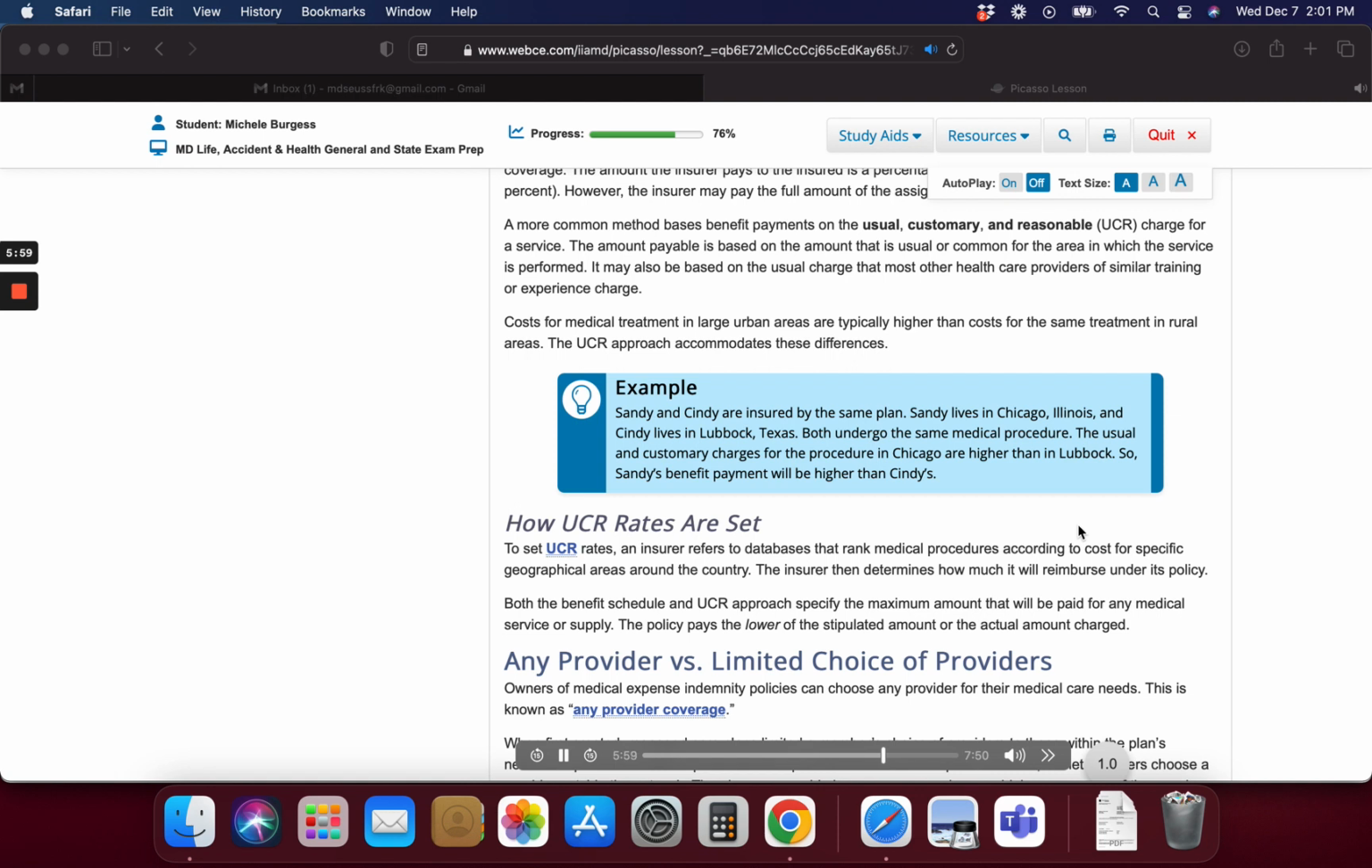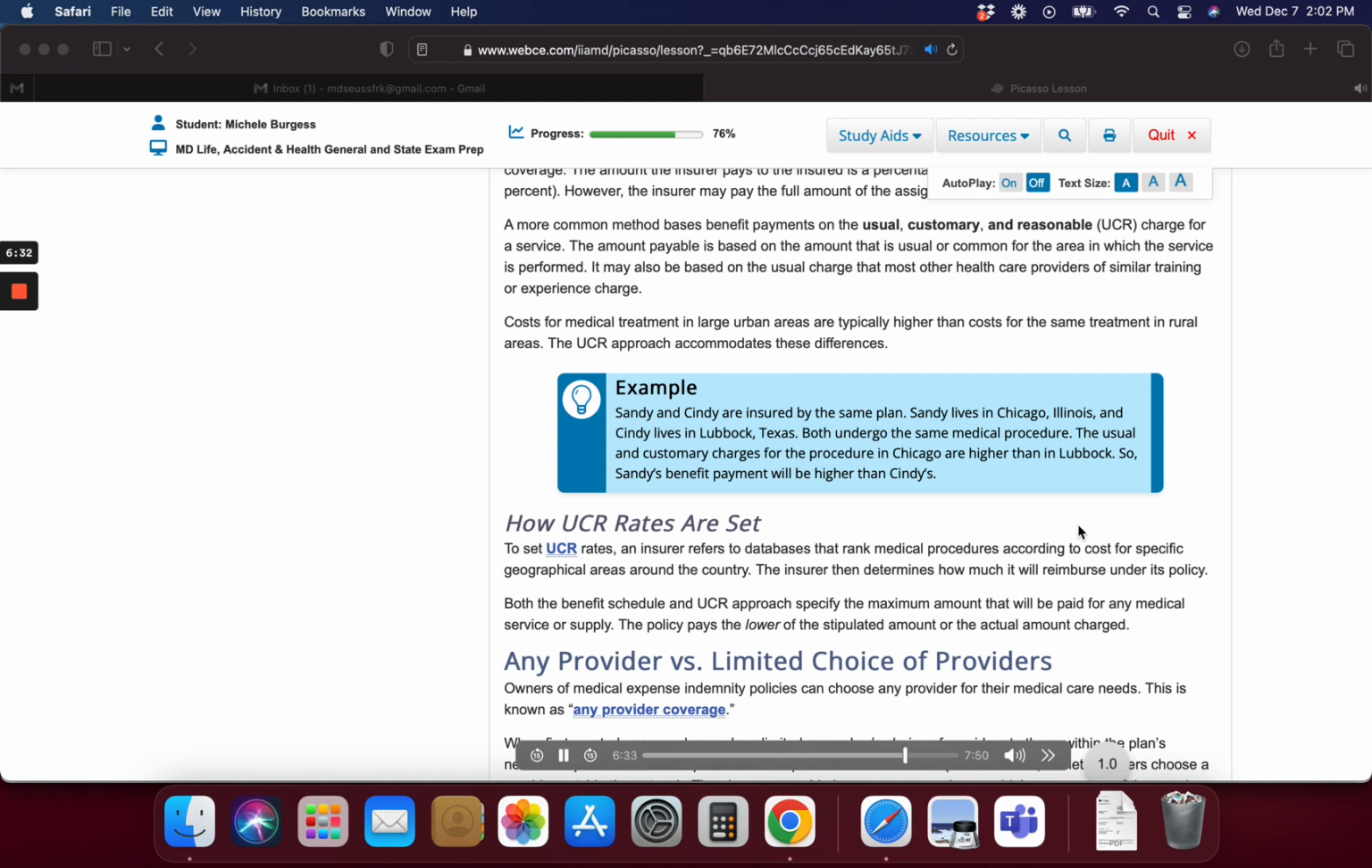Any provider versus limited choice of providers. Owners of medical expense indemnity policies can choose any provider for their medical care needs. This is known as any provider coverage. When first created, managed care plans limited a member's choice of providers to those within the plan's network of providers. Modern plans still favor providers that are in the plan's network, but let members choose a provider outside the network. The plan may provide less coverage or charge a higher copayment if the member uses an out-of-network medical care provider.